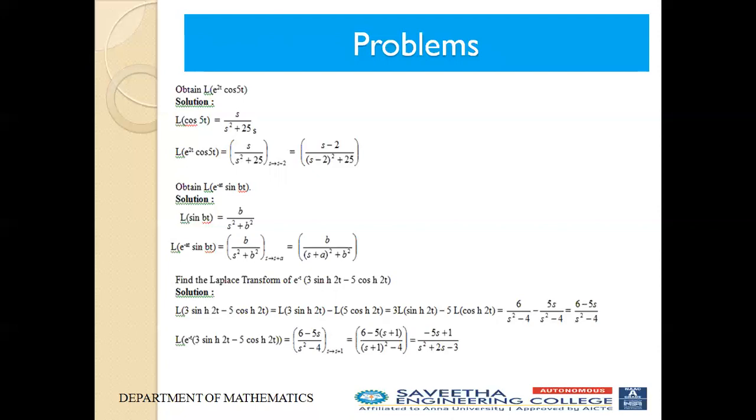And the Laplace transform of e power minus t into 3 sin h2t minus 5 cos h2t is equal to 6 minus 5s divided by s square minus 4, and we are replacing s tends to s plus 1. So we are getting the answer 6 minus 5 into s plus 1 divided by s plus 1 the whole square minus 4. After simplifying the term, we are getting minus 5s plus 1 divided by s square plus 2s minus 3.